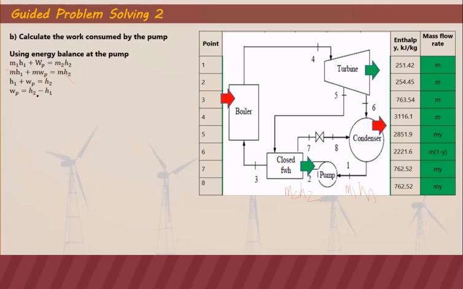Since we already have the enthalpies, we can get the value of the work consumed by the pump by substituting the values in the table. And that is negative 3.03 kilojoules per kilogram. The negative sign means it's needing electrical work. So we need to use 3.03 kilojoules per kilogram to make our pump work.